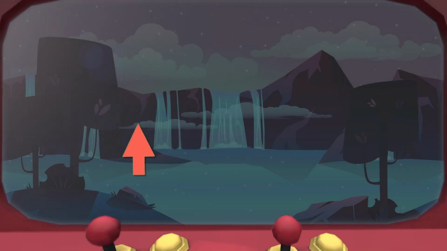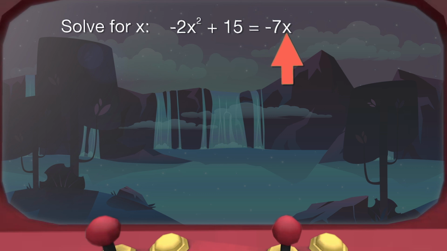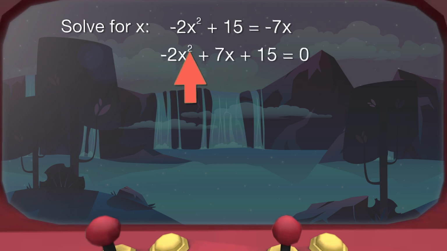Here is another example where they want us to solve for x, and here is the given equation. Again, our first job is to identify what type of equation this is. Well, it is a quadratic equation because there's an x to the power of 2. The next job is to move all my terms to one side, and I also want to write it in the correct form. So it's going to look like this: minus 2x squared plus 7x plus 15 is equal to 0. And it is in the right form now because this is ax squared plus bx plus c.